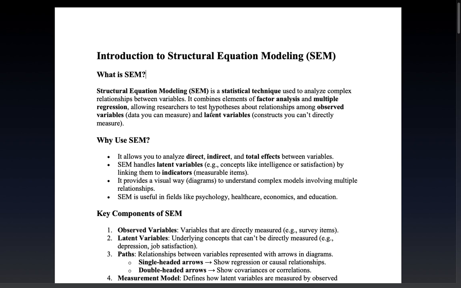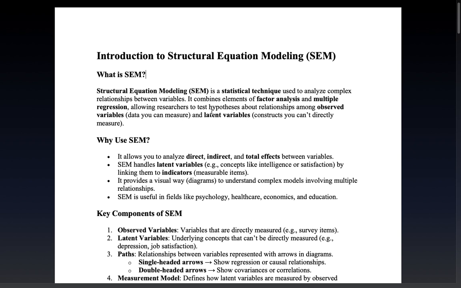So what are the key components of SEM? One, observed variables. These are variables you can measure directly. As I said earlier, latent variables are underlying concepts that cannot be directly measured. Let's take depression and job satisfaction. You see that you cannot measure these directly, so you have to use what? A latent variable for that.